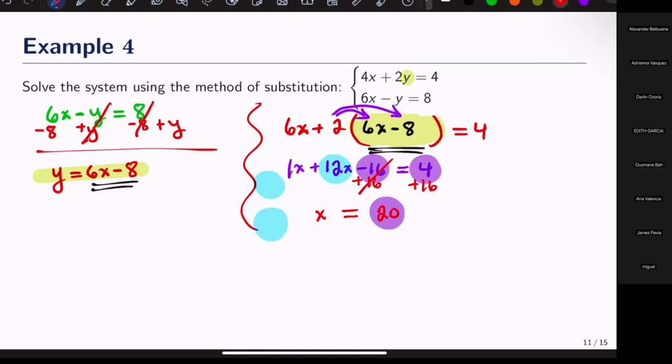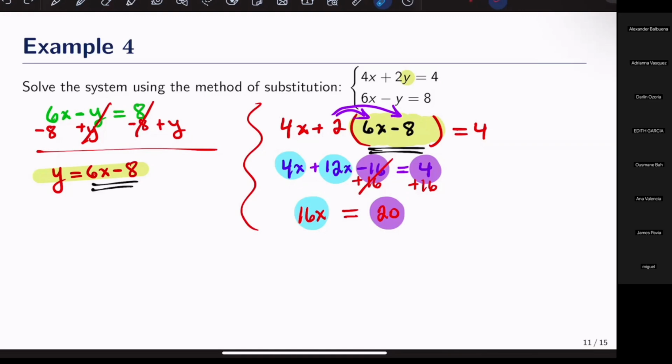Wait, did I make a mistake? No, we're using the top one, right? 4x plus 2y. Yeah, no, that was all right. Double check. Oh, you were just asking to explain the first part again. Okay, let me solve for it and then I'll run through the explanation one more time.